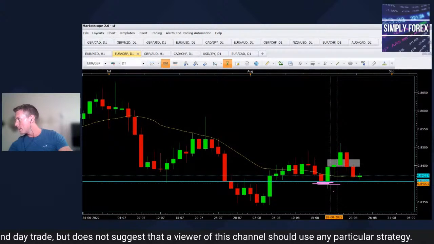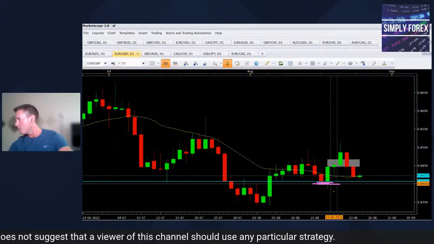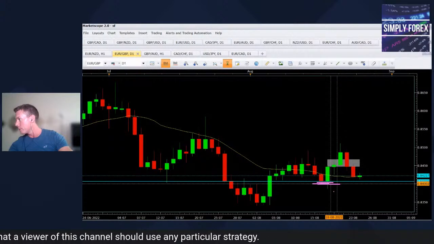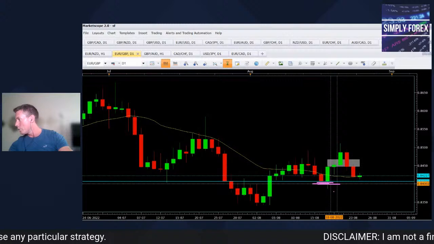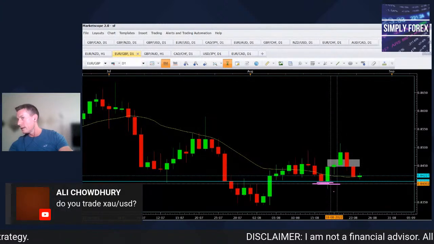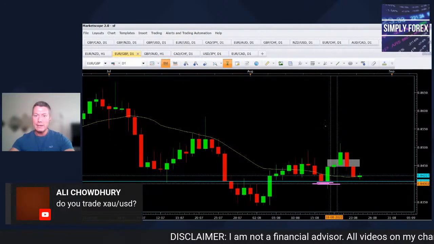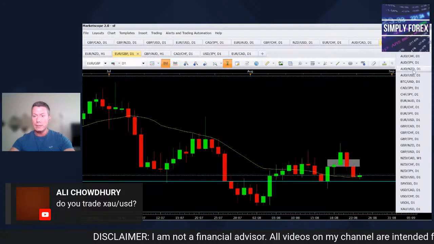How would you analyze this pair for intraday? Which pair? Shabazz, which pair are you referring to? Do you trade gold? Not really. I don't really trade gold, guys.